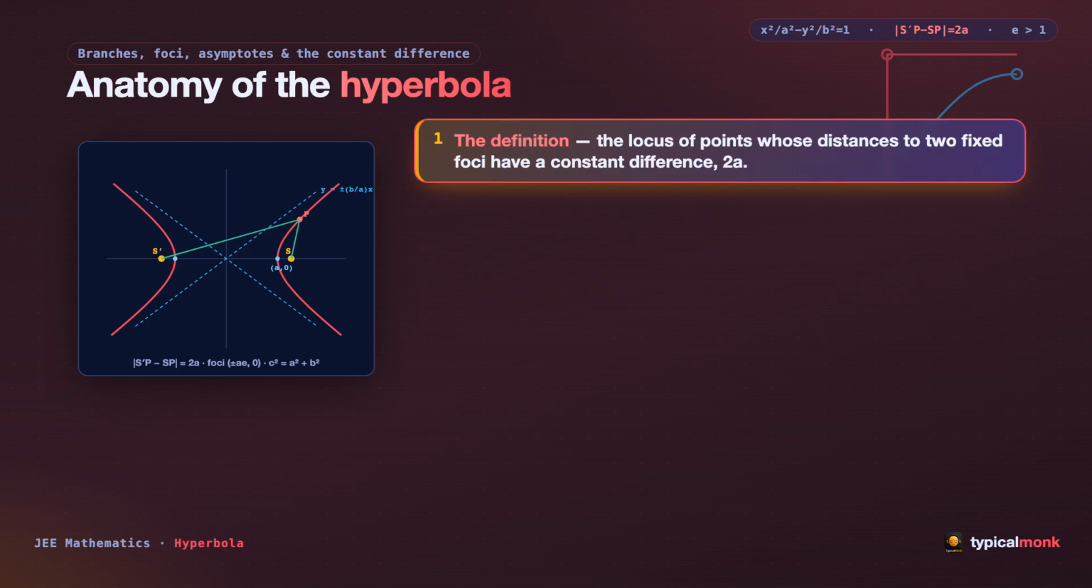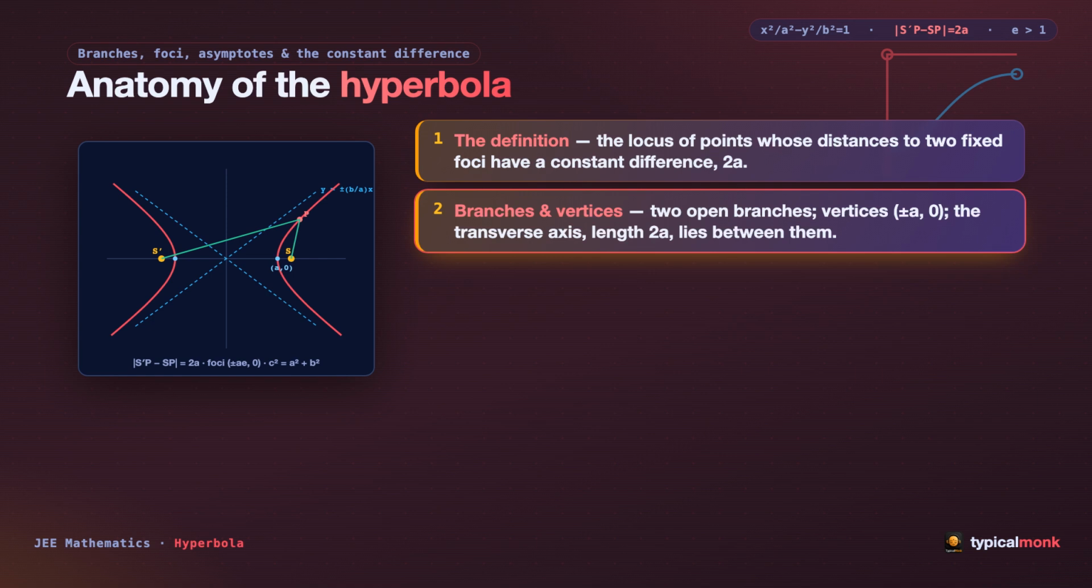Now look at the picture, the anatomy of the hyperbola. The definition first. The hyperbola is the locus of all points whose distances to two fixed foci have a constant difference, 2a. The branches and vertices. There are two open branches. The vertices sit at plus or minus a, 0, and the transverse axis of length 2a lies between them.